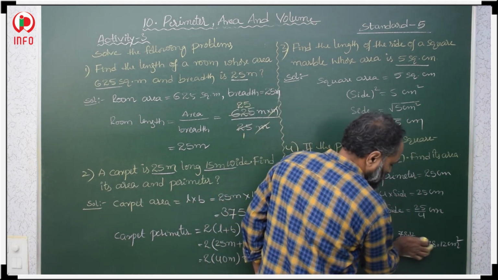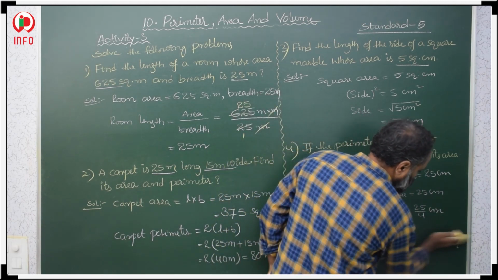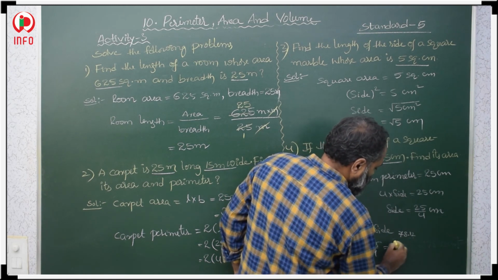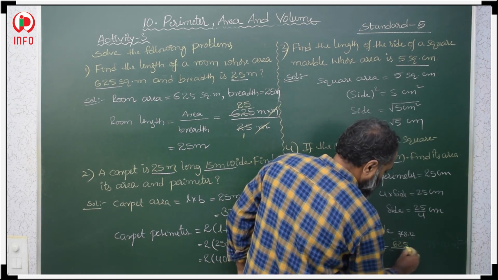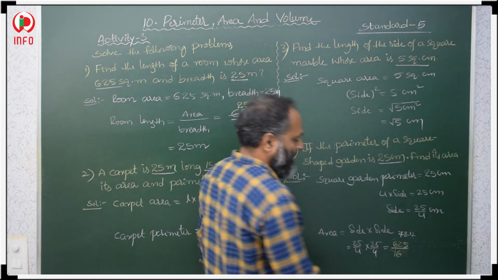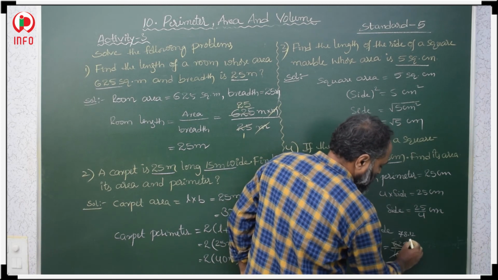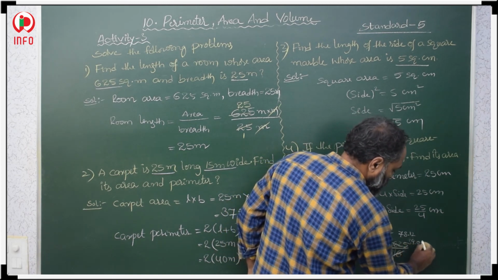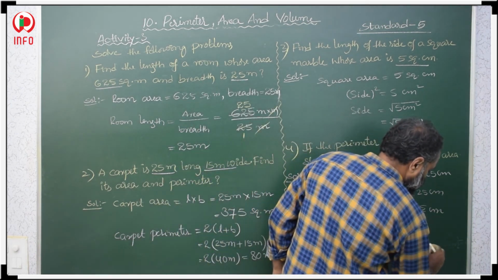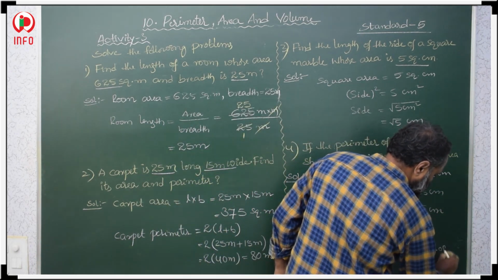This is 16, not 8 here. Here 25 into 25 is 625, divided by 4 fours, that is 16. If you divide 625 by 16, then you will get 39.06. So this is our area. Okay.